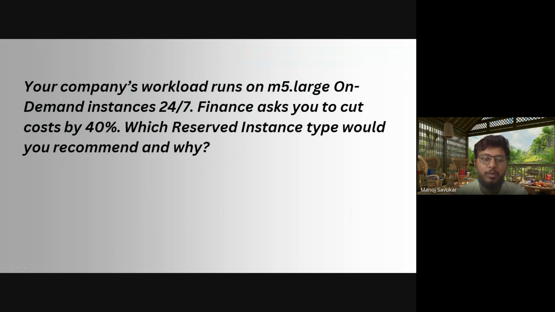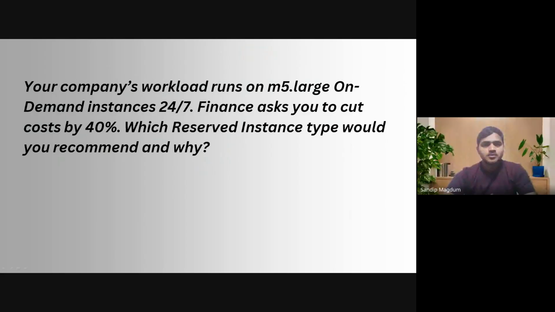One of our company's workloads is using an M5 large on-demand instance, and it is running 24 by 7, every day, every week, every month, every year. Our finance team asks us to minimize that cost by a minimum of 40% of the current cost. So how would you use reserved instances to achieve this, which type of reserved instance would you use, and why would you prefer it?